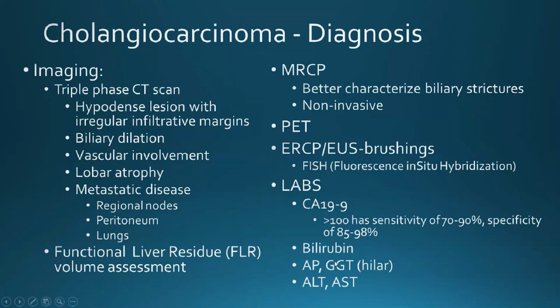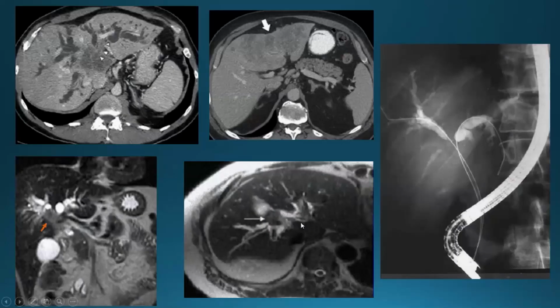Bilirubin can go up, and also alkaline phosphatase and GGT, and also AST and ALT. So liver function is important to look at, but the main tumor marker is CA19-9. So when we do MRI or CT scan, we do see an infiltrative lesion in the hilum with a dilated biliary system, or even a very small lesion in the hilum or perihilar area with a dilated biliary system.